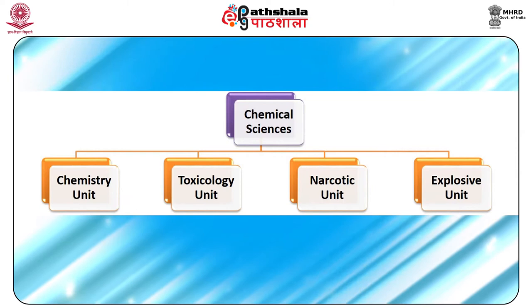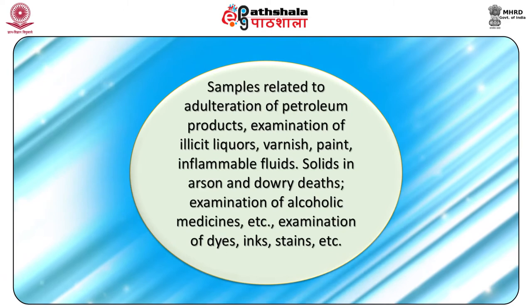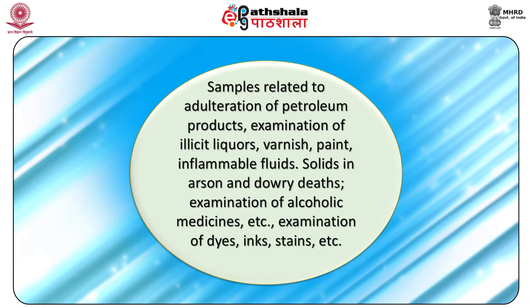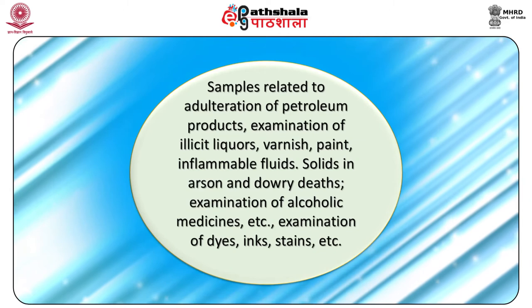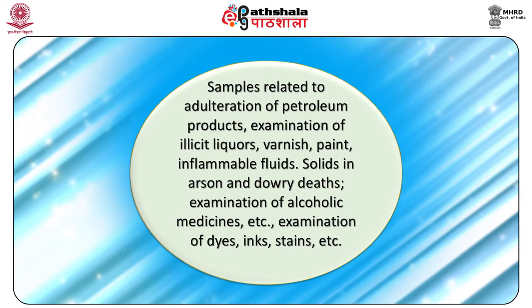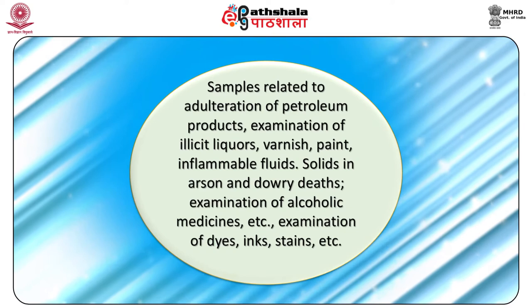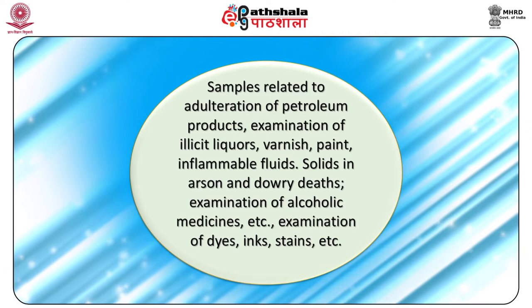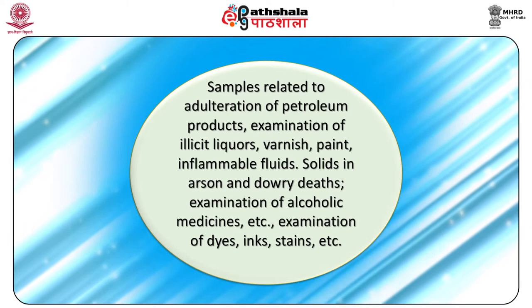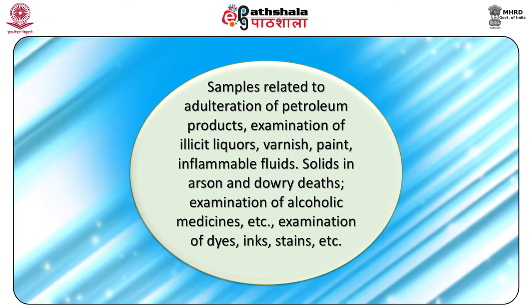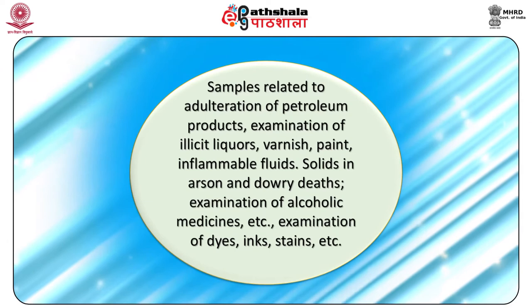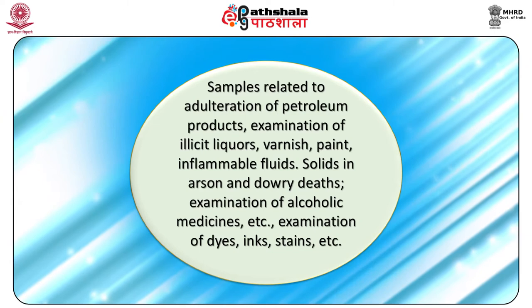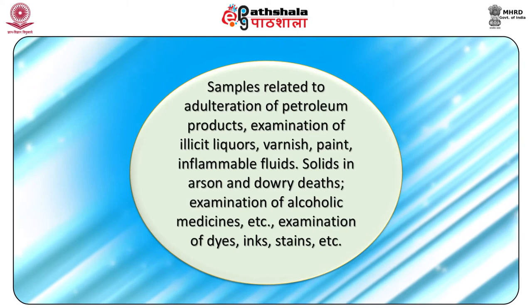Firstly, chemistry unit. Earlier, it was one of the big units, but nowadays, in some of the forensic science laboratories, the narcotic division has been separated as an independent division because the number of cases related to the NDPS Act is increasing every day. Presently, the chemical division examines samples related to adulteration of petroleum products such as petrol, diesel, kerosene, etc., examination of illicit liquors, varnish, paint, inflammable liquids and solids in suspected cases of arson and dowry deaths, examination of alcoholic medicines, etc. Examination of dyes, for example, phenolphthalein in a trap case, inks, stains and other organic and inorganic chemicals is done.